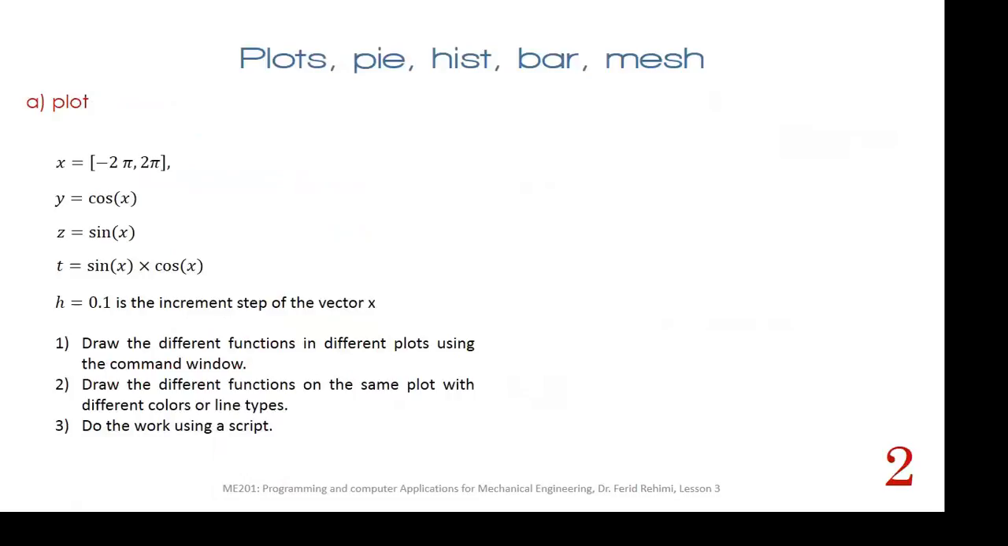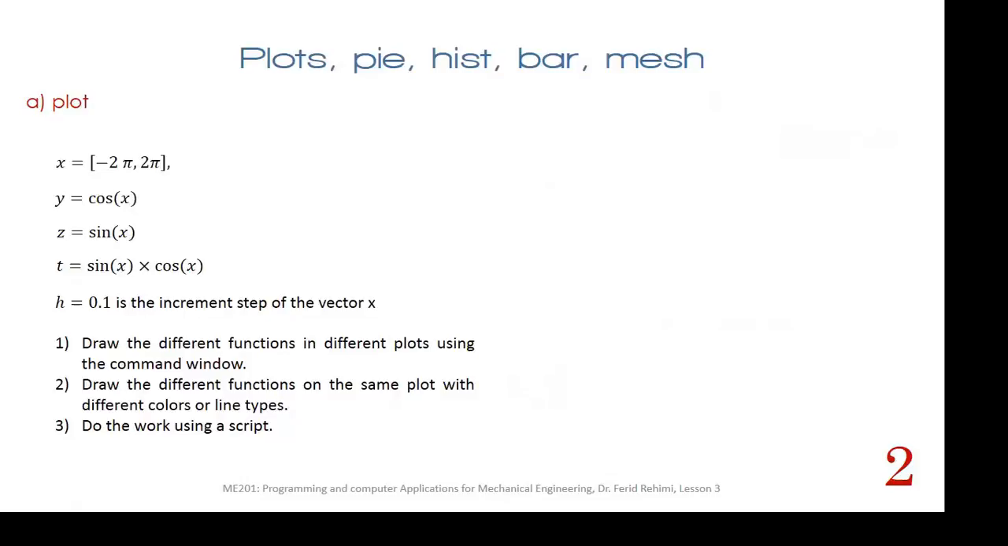So let's take x going from minus 2 pi to 2 pi. This is a mathematical representation of a function. I define a mathematical function: x goes from minus 2 pi to 2 pi, y equals cos x, z equals sin x. I'm giving the same notation as in math. And I would like to take a step h equal to 0.1 to define x in MATLAB.